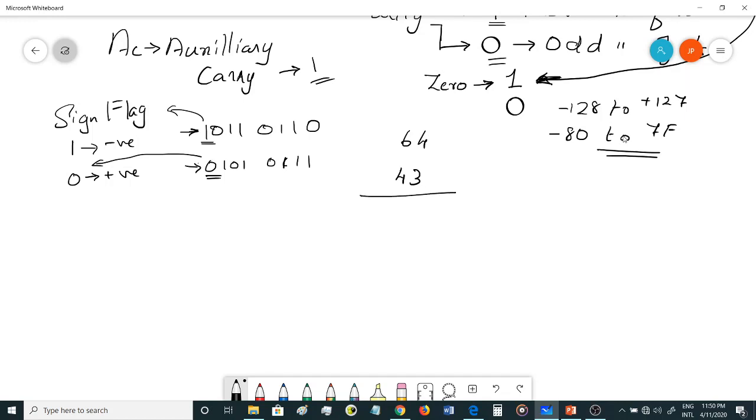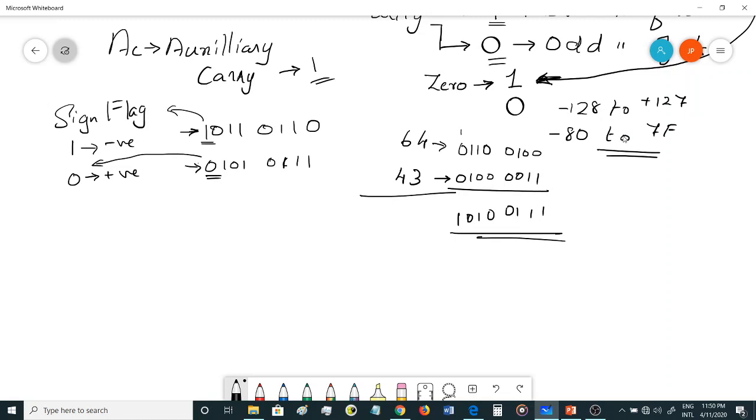Now let's look at these numbers. Let's look at what 64 is. 64 is 0110 0100, and 43 is 0100 0011. When you add these two numbers, you will get 1010 0111. Right, now this is your result.